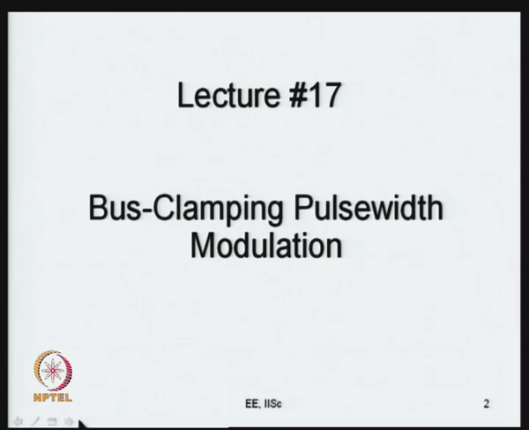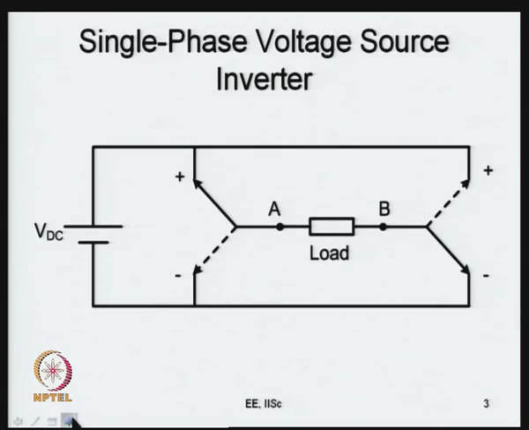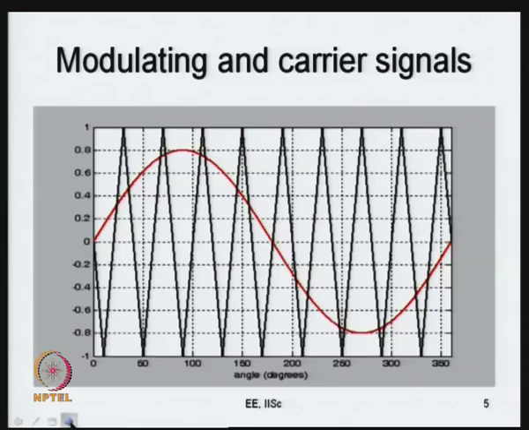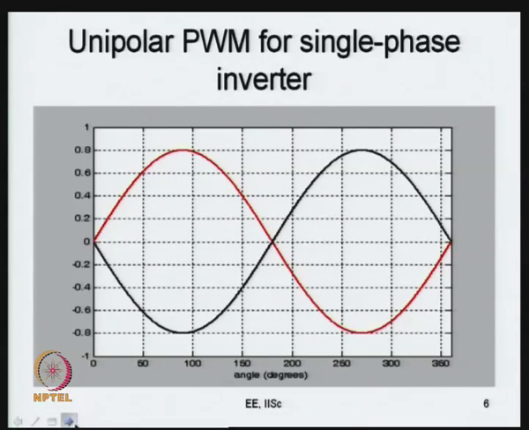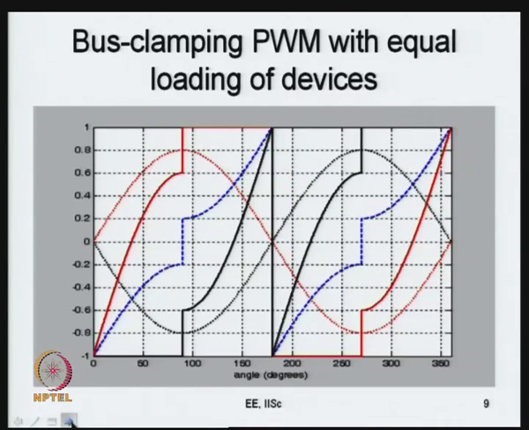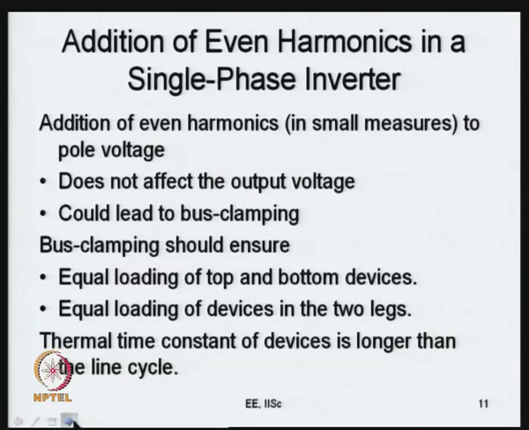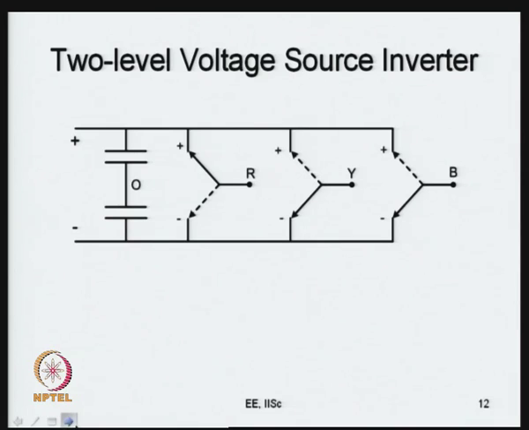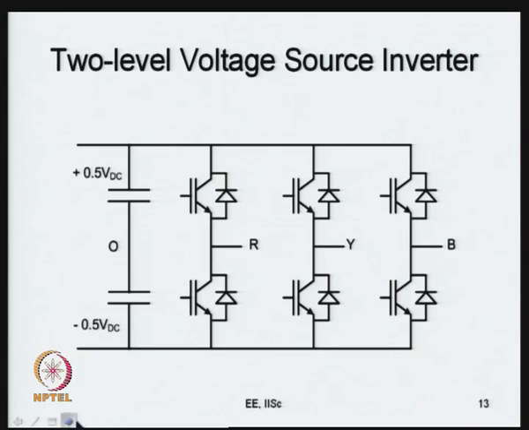Okay. So, now here we have a single phase voltage source inverter. Just to recap, it is a single pole double throw switch, one leg, and there is another leg, and the poles are connected to the load terminals. Then you have a single phase voltage source inverter realized and you have these modulating and carrier signals going up and down like this. You have this unipolar PWM and second harmonic injection, bus clamping. These are some of those which we had reviewed in the previous classes. Now, if there is any requirement, we can just go back and take a quick look at some of those.